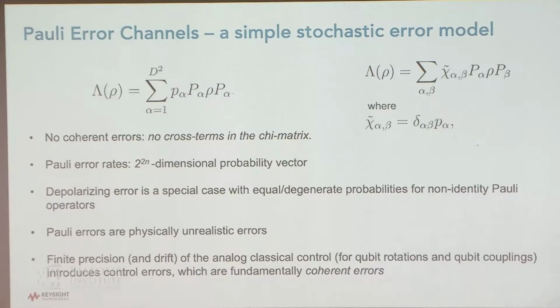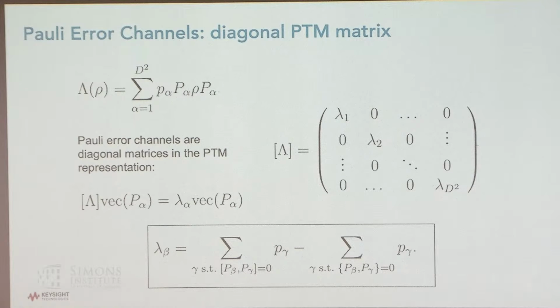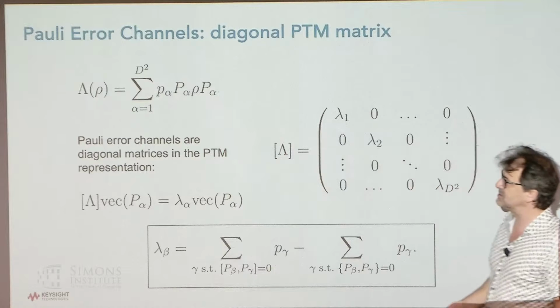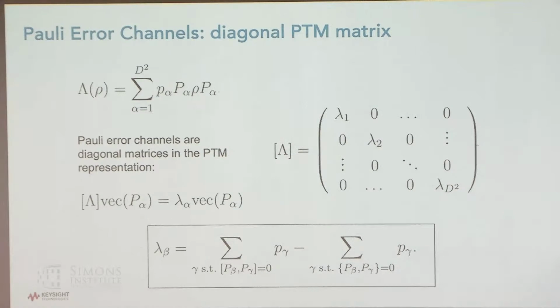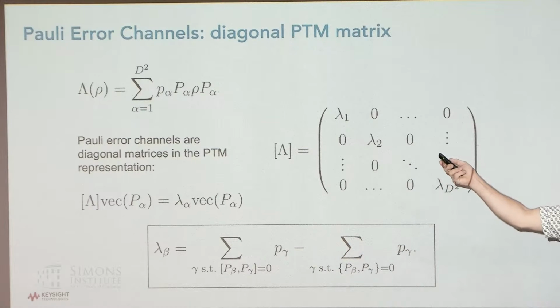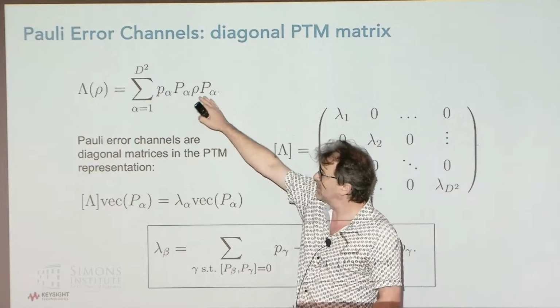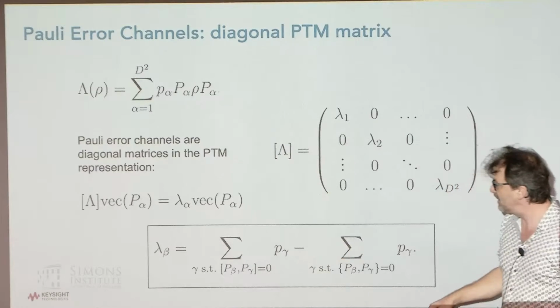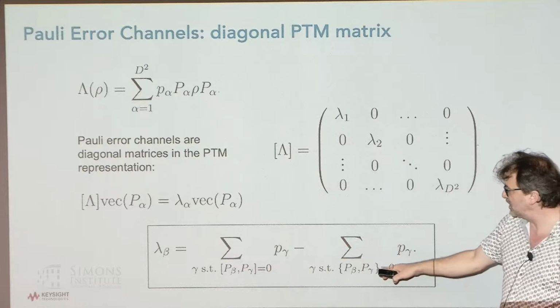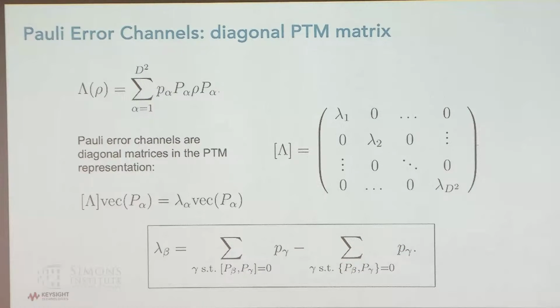And that's what we see in typical experimental systems nowadays. If we think again about the PTM matrix, then we have this beautiful story where basically the probabilities of these Pauli operators in the stochastic error channel just convert to eigenvalues of a diagonal PTM matrix. And the eigenvalues of the diagonal matrix have a very simple relationship to the probabilities you think about as physical. So this is the probability of a Z error on qubit 2, an X error on qubit 3, and so on. And then we can compute the eigenvalues by just summing over the Paulis that commute and anti-commute with the Pauli of interest and summing over those probabilities.